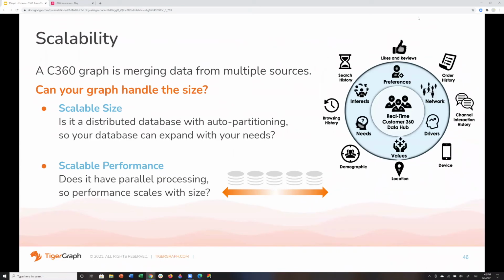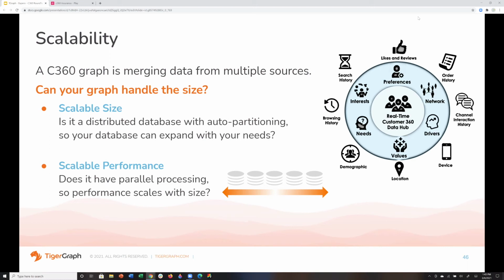So first of all, scalability. If you're going to be doing customer 360, know your customer, whatever X360, bringing multiple collections of data together, you are going to be growing your data probably into a larger store than you previously have, or at least you probably have never had a graph this large. So first question, can your graph handle the size? So you need something that's scalable in size. And for that, you want a distributed database.